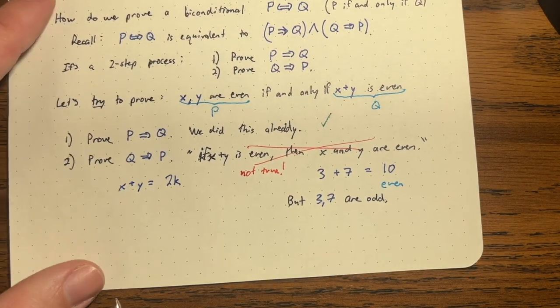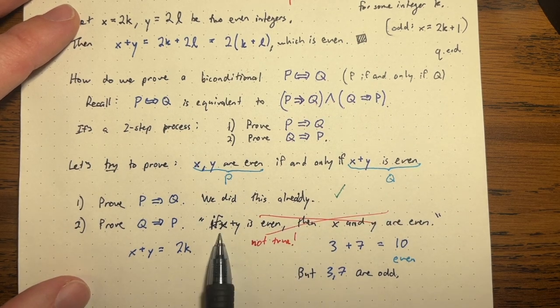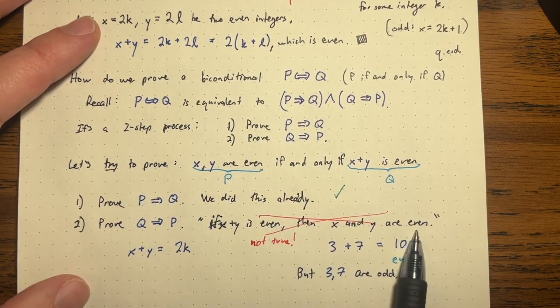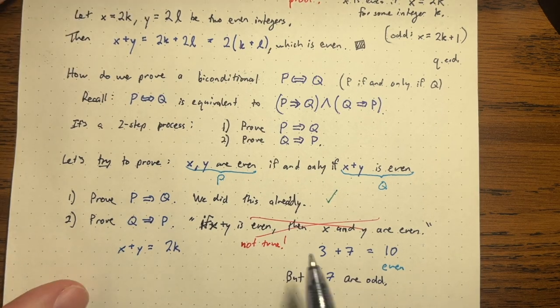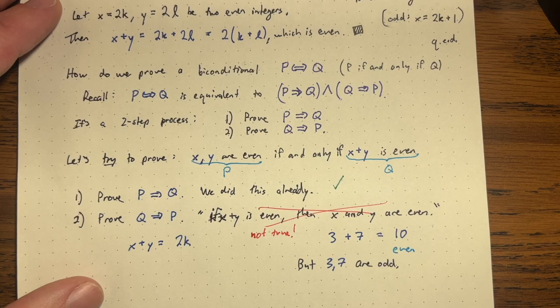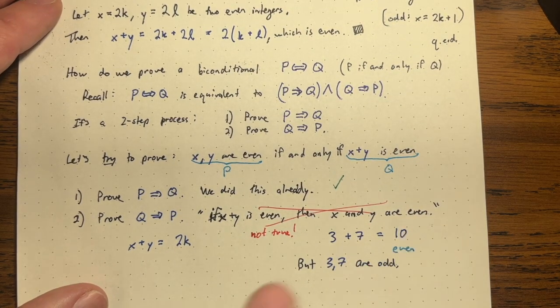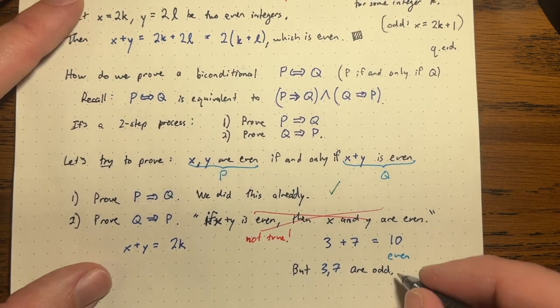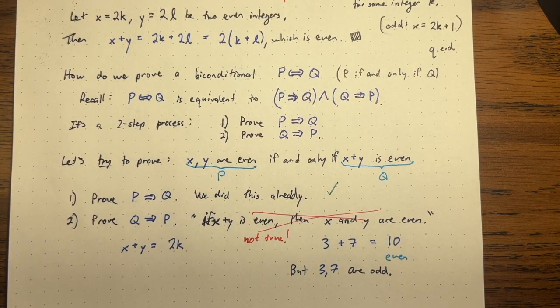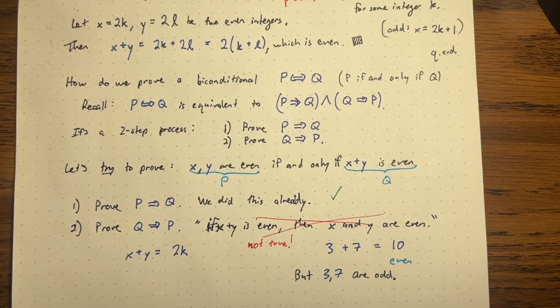Well, it's because I'm trying to show that if the sum is even, then these two are even. Always, right? For all x and y. I just found two numbers where it does not work. I found an example where the sum is even, but the numbers are not even. So that disproves it, because it's not true that this follows for every number x and y.